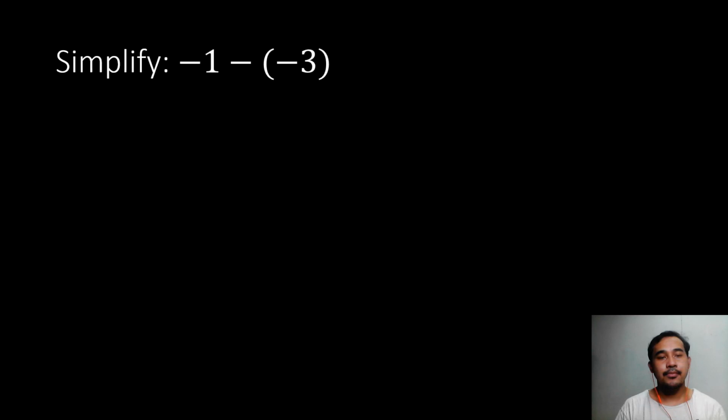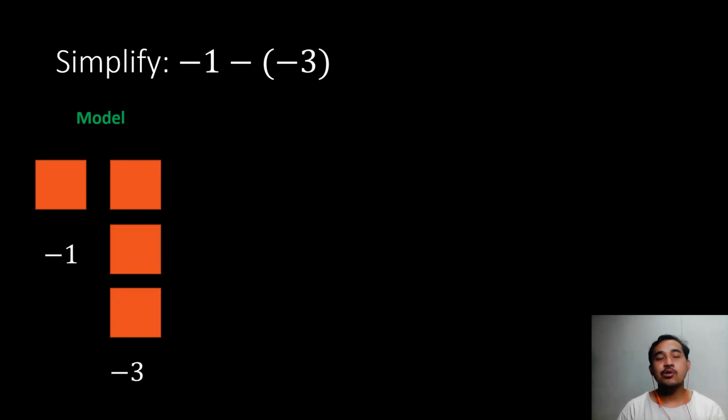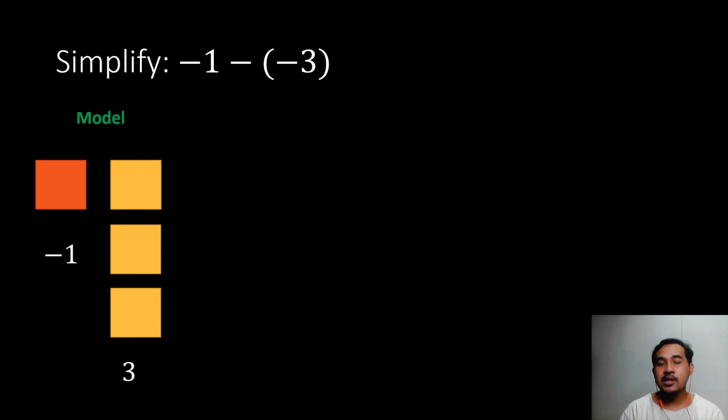Let's simplify -1 minus -3. So let's have now the model. We have -1, and then we have -3. Changing the sign of the subtrahend, -3 will now be 3. Now, they are different signs, so we remove the pairs of positive and negative. Removing that, what is the remaining? That would be the answer, which is true.